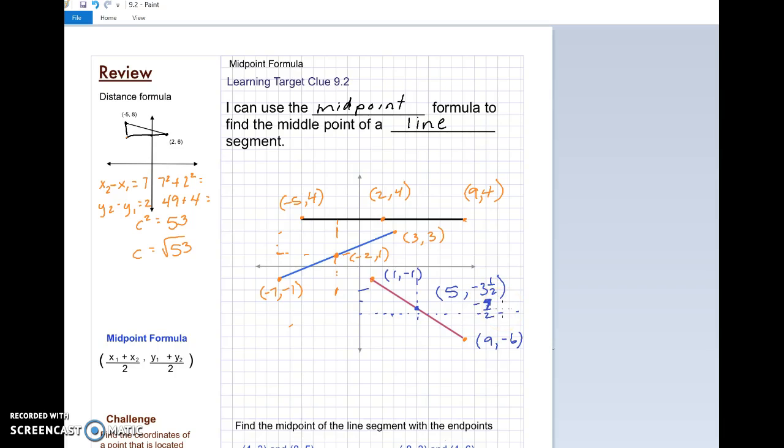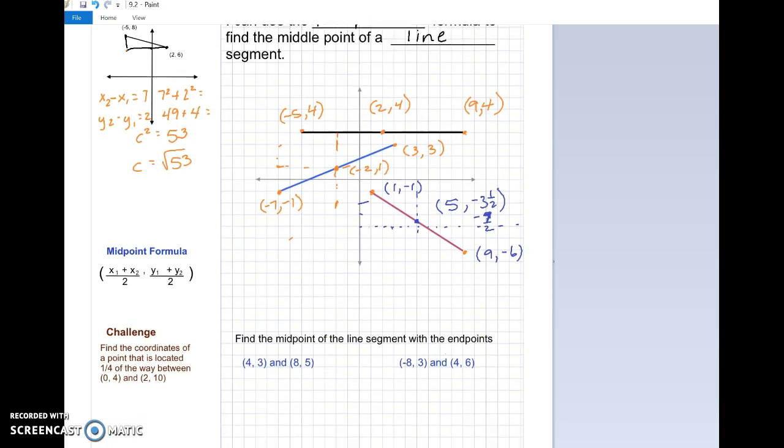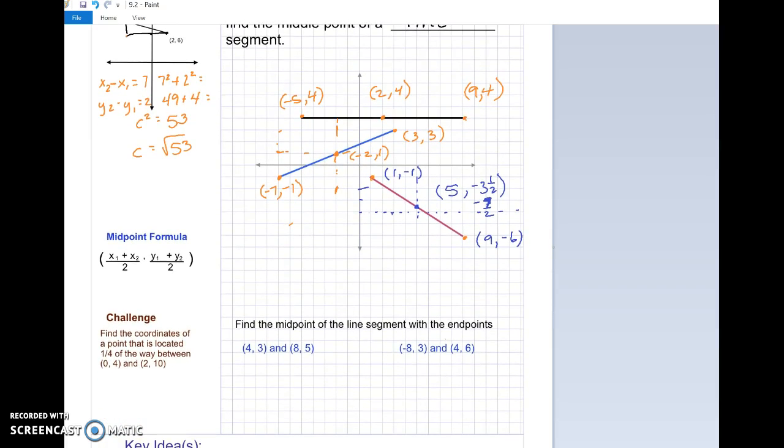Either one will work. Okay? Now, that's being able to do it on a graph. We can usually pretty much figure it out on a graph. That's not a problem. But what happens if I just give you some points? Could you figure it out without graphing? Well, I think you could.